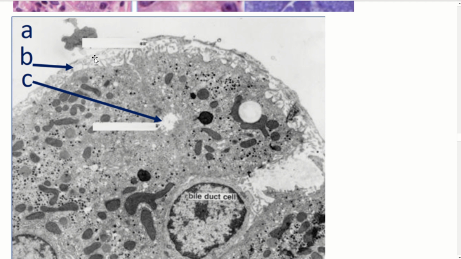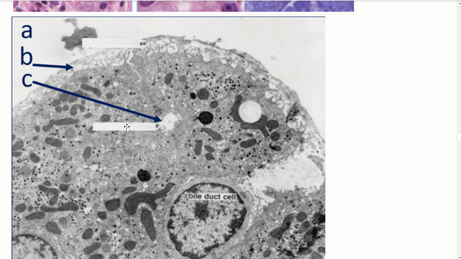B is talking about this kind of space right here of interdigitation. And this is, remember, that space of Disse. So it allows for the blood to go through that sinusoidal endothelium, right, with big gaping holes in it, and enter the space of Disse so it can bathe the hepatocyte in blood, right? So that's that space of Disse.